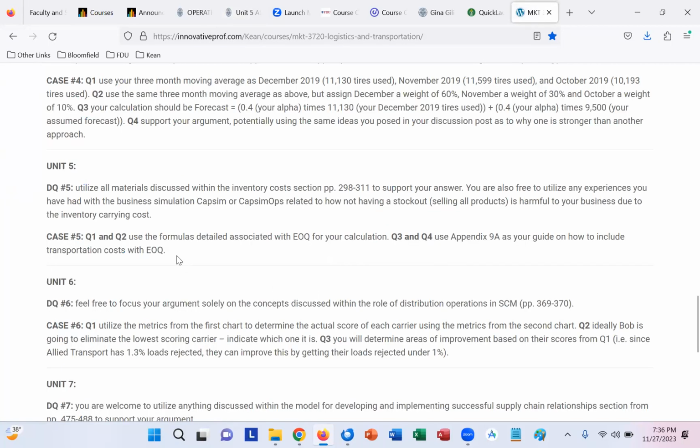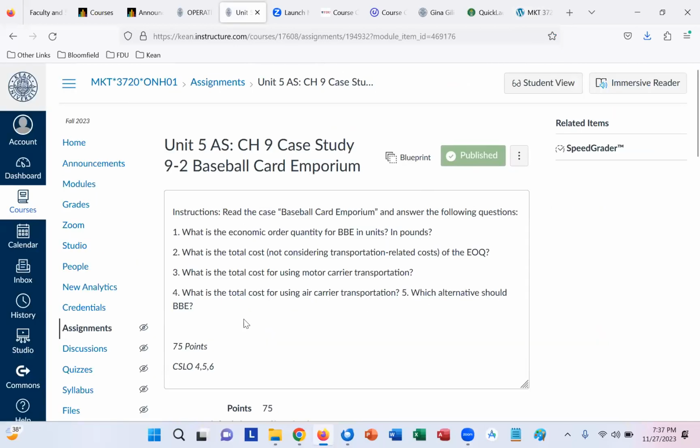So on the course blog, you'll notice, use the formulas detailed associated with EOQ for your calculation for questions 1 and 2. Then for questions 3 and 4, use Appendix 9A as your guide on how to include transportation costs associated with EOQ. That last question, which alternative should be used, is what you would answer specifically. You need to support your response on which one of those you would choose.